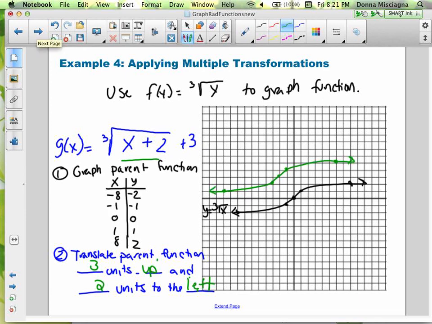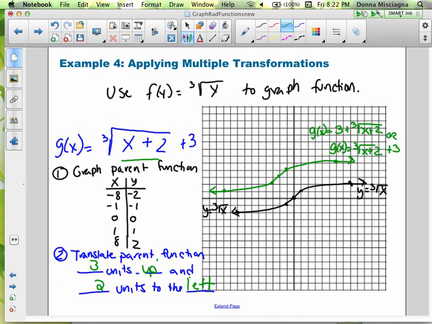So the black graph, of course, was y equals the cube root of x. The green graph, which has been shifted, is g of x equals the cube root of x plus 2, and then plus 3. By the way, sometimes people write it like this. It's the same thing. So if you see 3 plus the cube root of x plus 2, don't be confused. It's the same graph.